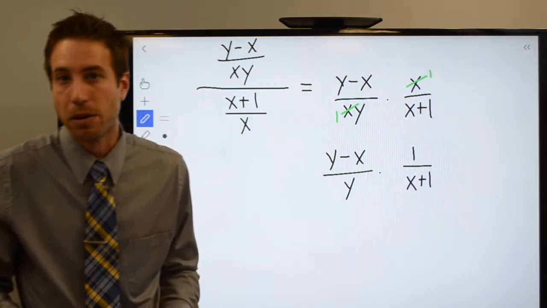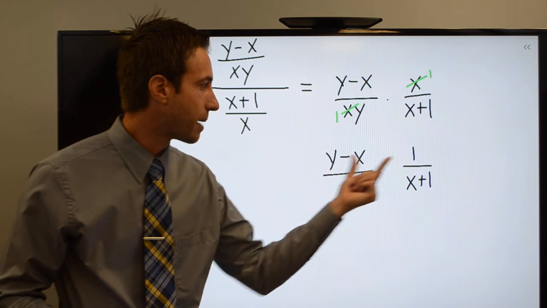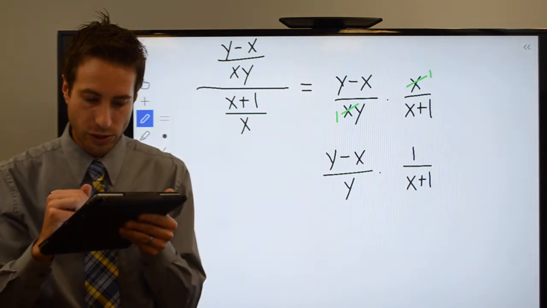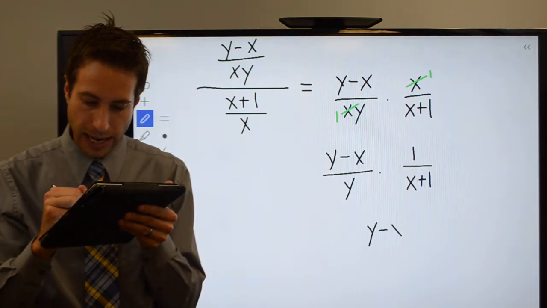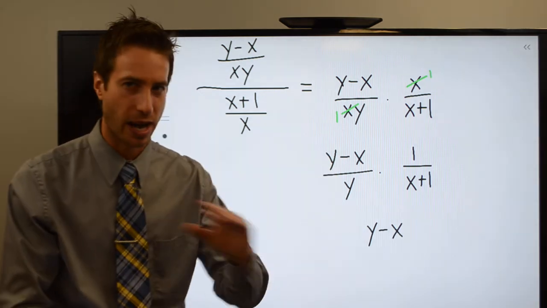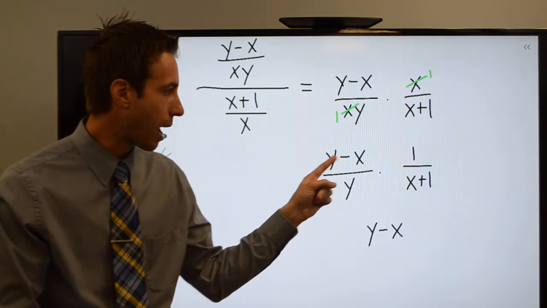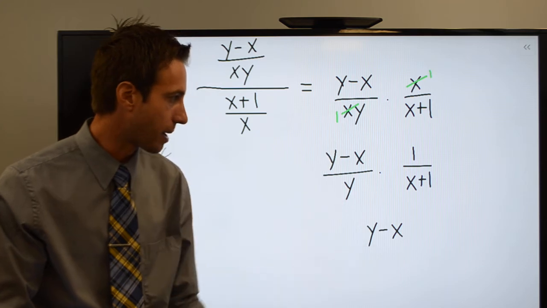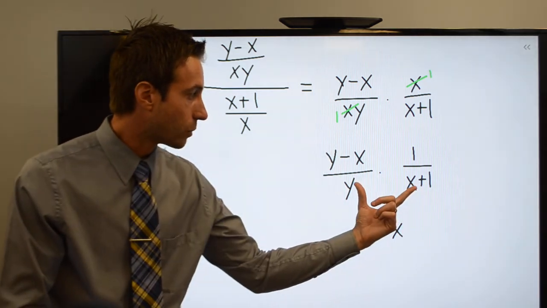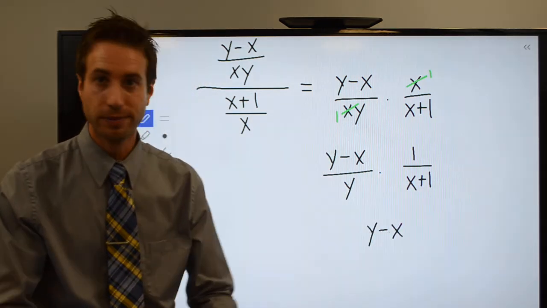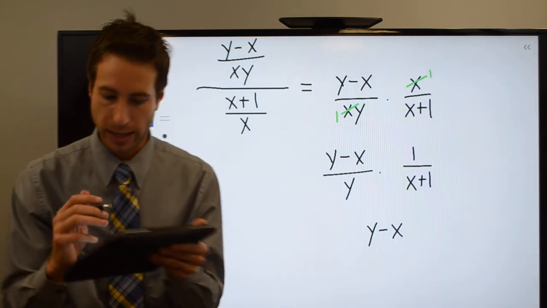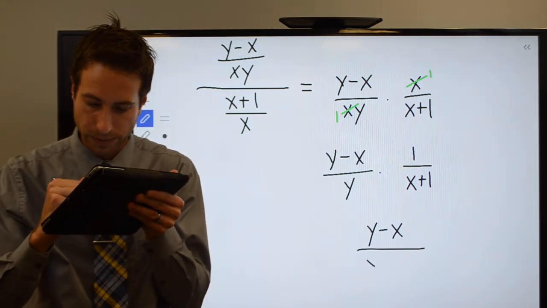All right, multiply these guys together. y minus x times 1. No, that's just a y minus x. I apologize. I think I said x minus y. It's not. It's a y minus x. y minus x times 1, just a y minus x. And then this guy. Well, y times x plus 1 is y times the quantity x plus 1. There's nothing else you can do to it.